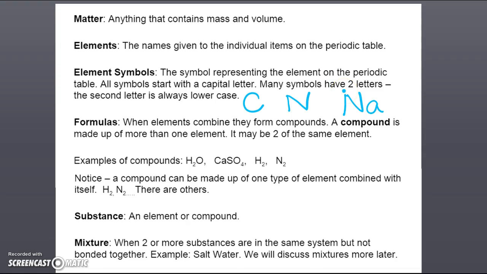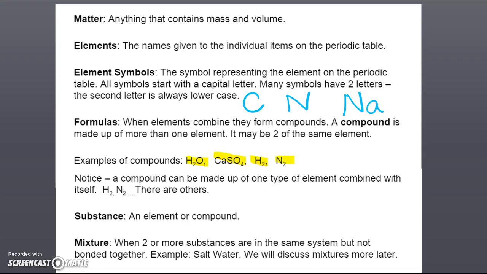Formulas are when elements combine to form compounds, and a compound is made up of one or more than one element, but it may be two of the same element. Notice here we have some examples of compounds. We have water, which we'll learn how to name later, and these other two examples.